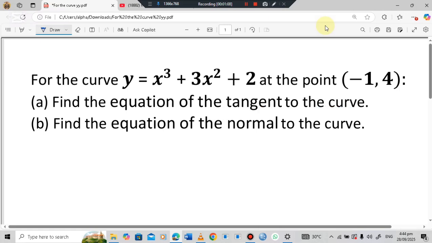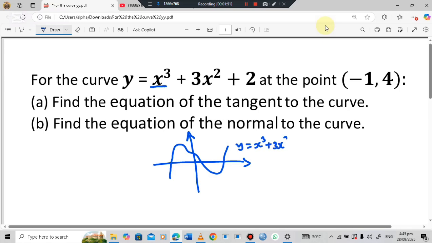When you look at the nature of this equation, you can see that it's a cubic function. So let's draw a simple sketch of what the curve looks like. Since it's a cubic function, the curve looks like this. y is equal to x cubed plus 3x squared plus 2. So this 2 is the y-intercept, the point at which the curve crosses the y-axis. So 2 is there, and then we put 4 there.